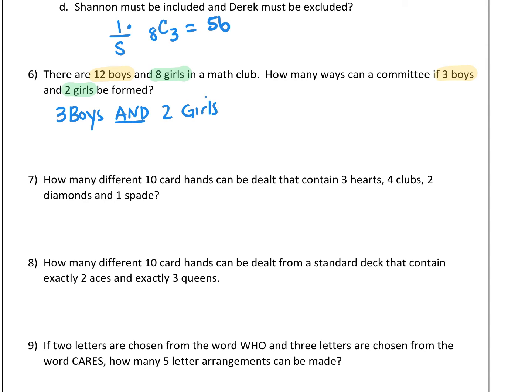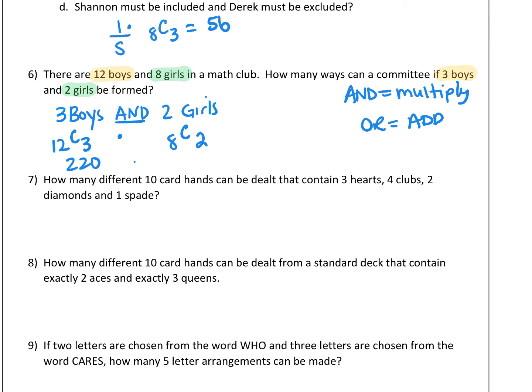Remember back to our unit on set 3, the word and means to multiply. And remember the word or means to add if we ever come across that one. So if I want to choose 3 boys, I have 12 and I want to choose 3 of them, times 2 girls, so I have 8 girls and I want to pick 2 of them. If I show my work, that comes out to be 220 times 28, which is 6,160 people, but you can feel free to go directly from that notation, punch it into your calculator and get your answer.